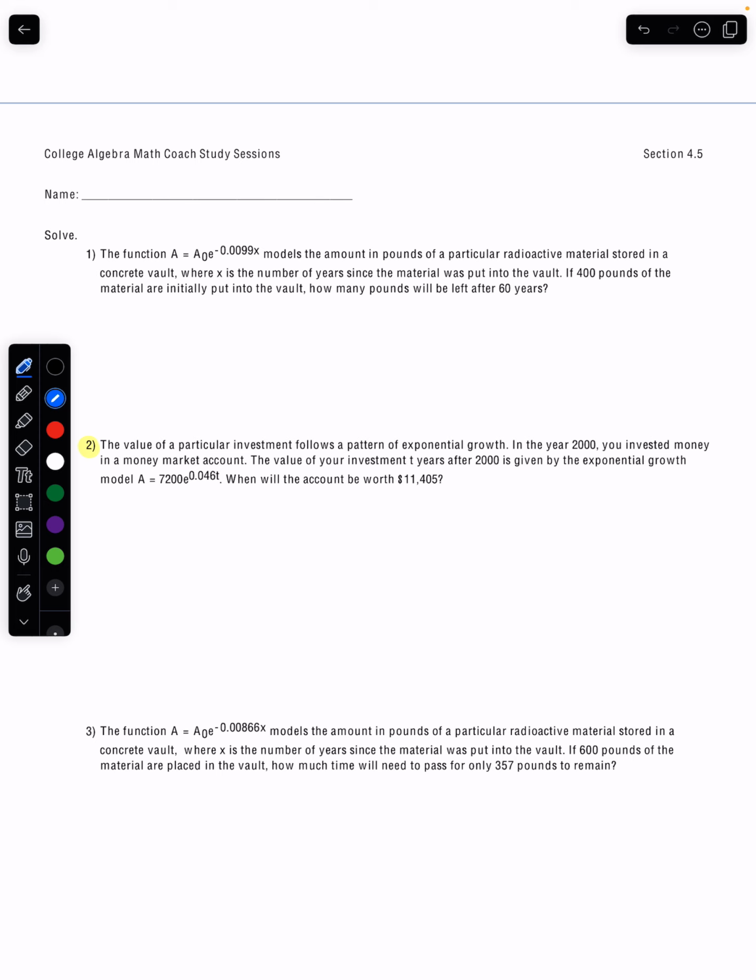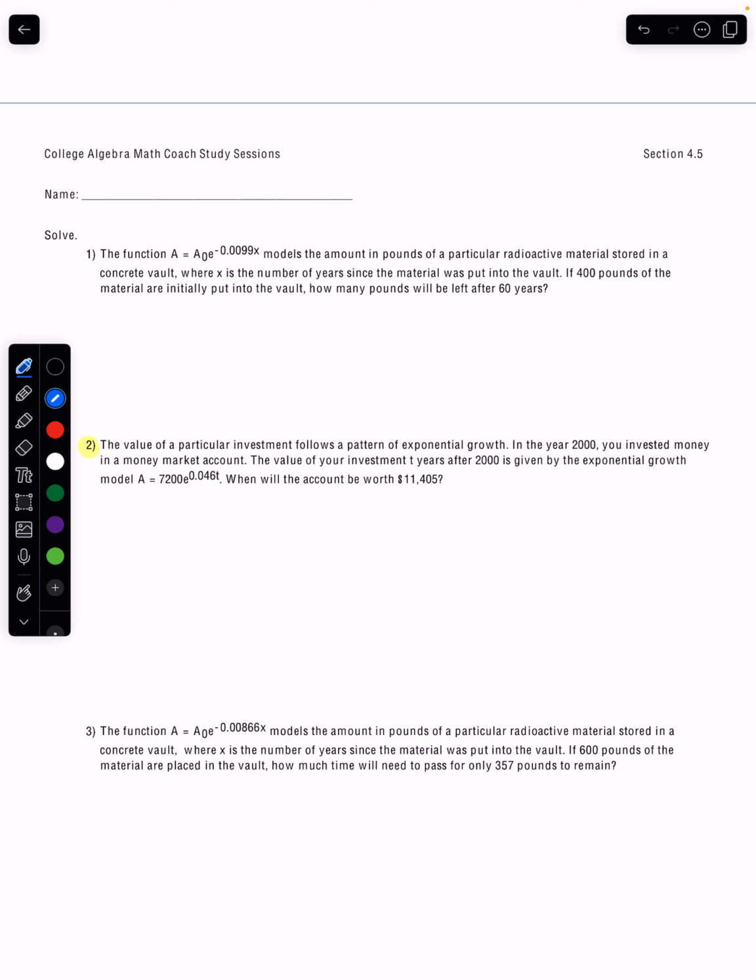On to the next section, we have some good old fun word problems. Okay, looking at number 2, the value of a particular investment follows a pattern of exponential growth. In the year 2000, you invested money in a money market account. The value of your investment T years after 2000 is given by the exponential growth model, A equals all that.